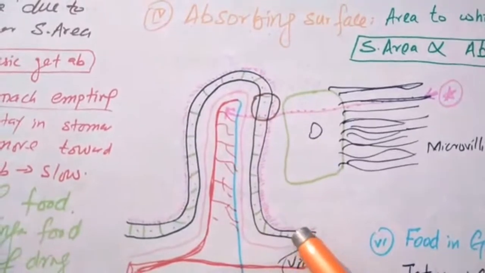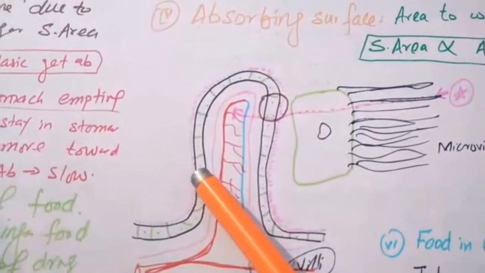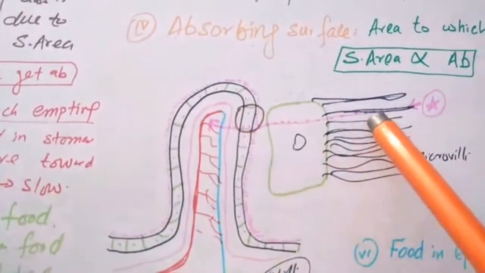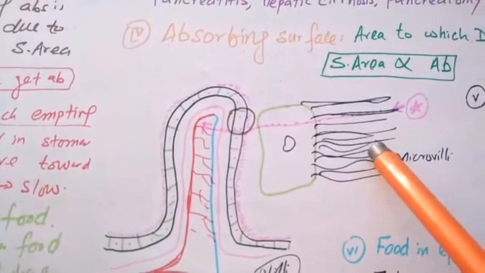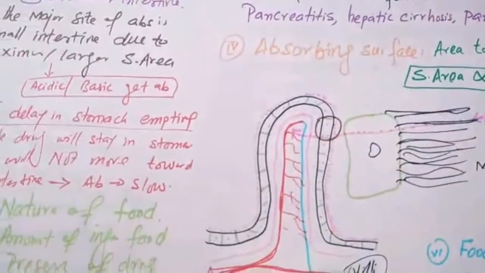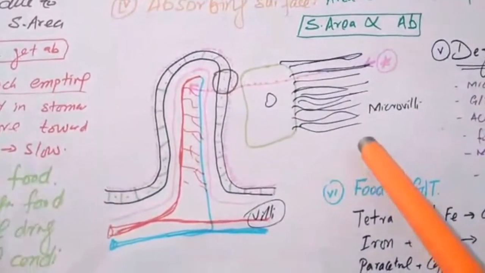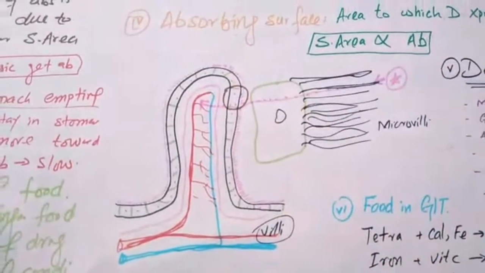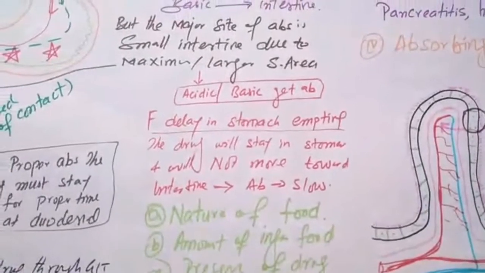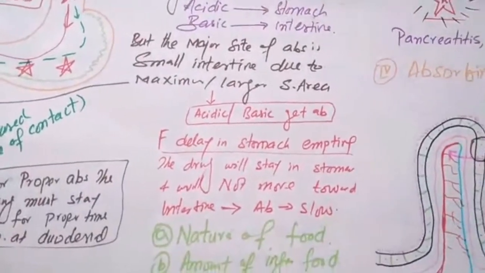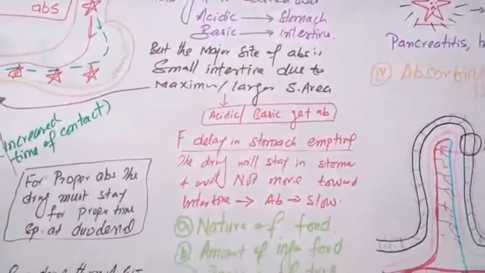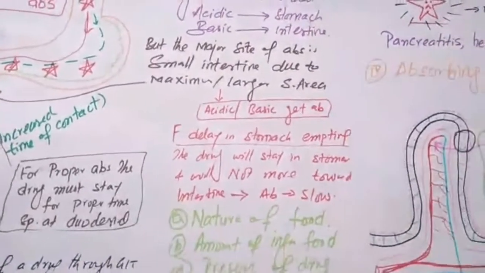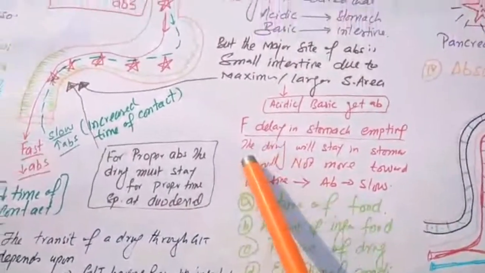Villi and endothelial cells of villi. Again there are microvilli. So microvilli and villi are responsible for drug absorption. The greater the concentration of microvilli and villi, the greater will be the chance of absorption. Greater will be the absorption rate. So at the small intestine, both acidic and basic drugs can be absorbed.